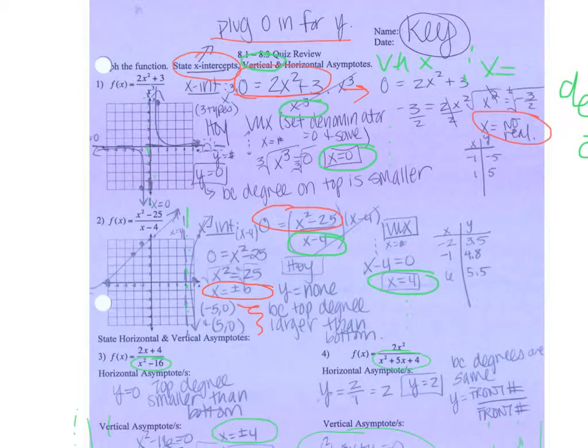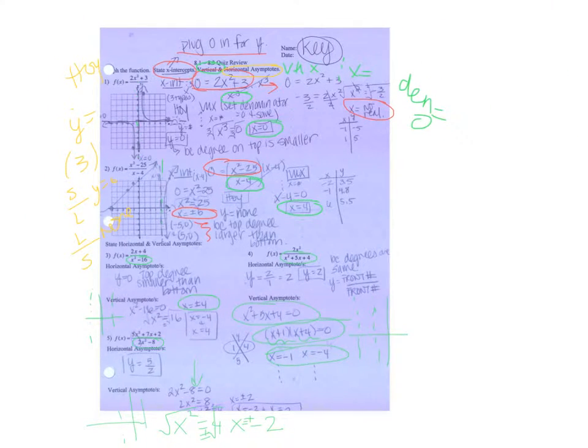Okay, now to find horizontal asymptotes, we'll do these in yellow. So horizontal are the harder ones, HOY. They're horizontal, they're y equals. There are 3 types. When the top is smaller, it's always going to be y equals 0. When the top is larger, it's always going to be none. And when they're the same, it's front number over front number.